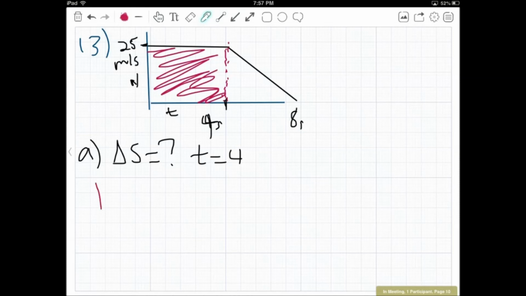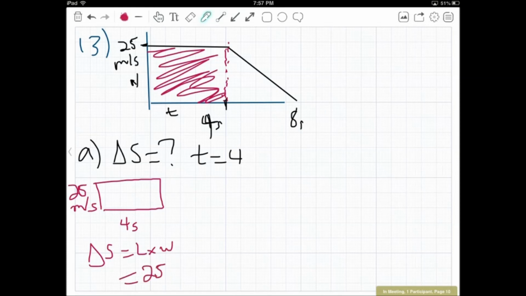So really what I have, if I redraw my shape, I have a rectangle. The width is 4 seconds. The length is 25 meters per second. So in order to get my delta S, I'm going to say L times W. So this is going to equal 25 times 4. This is 100 meters. That's part A.